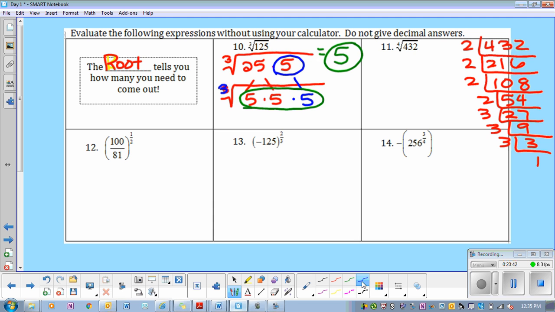So it's 2 times 2 times 2 times 2 times 3 times 3 times 3. 4 is your root, which means you need 4 of the same thing in order to come out. So the 2 comes out, and these 3s just stay in. Then you have the 4th root of 3 times 3 times 3. What's 3 times 3 times 3? 27.